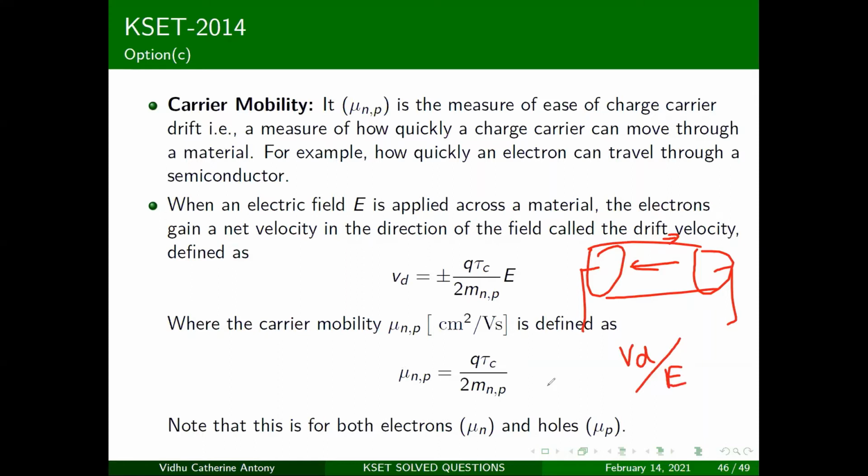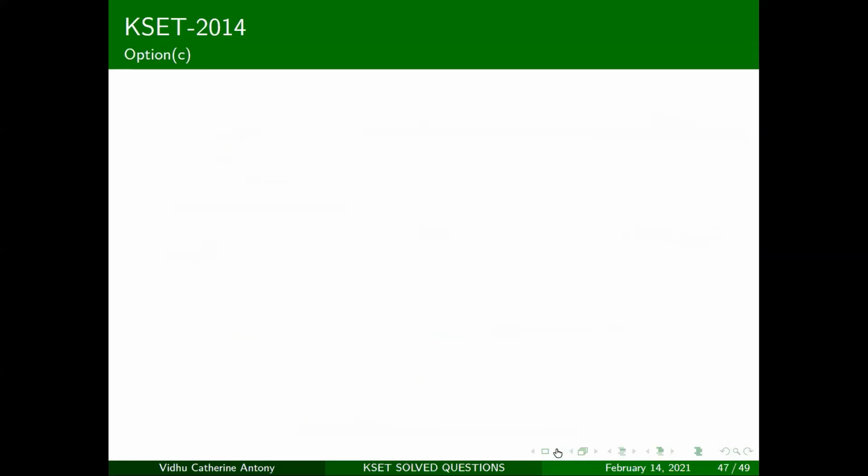So mobility is basically drift velocity per unit electric field. That's the shortest definition of mobility that I can give you right now. So here you have mu n comma p. This mobility applies to both electrons as well as holes. It's not just electrons that are there, but holes as well. So for electrons you would write it as mu n, and for holes you would write it as mu p. Okay, so let's go to the next one.